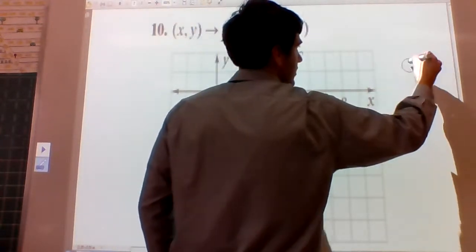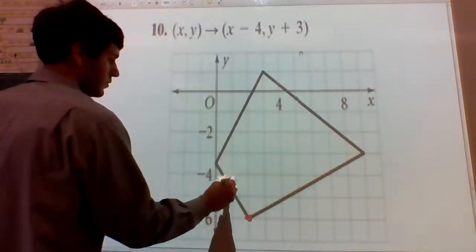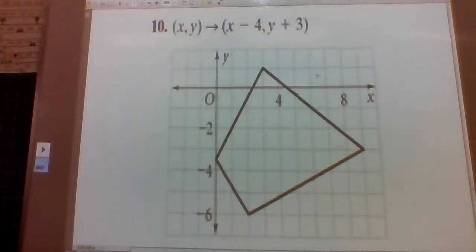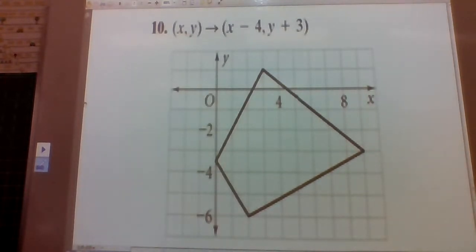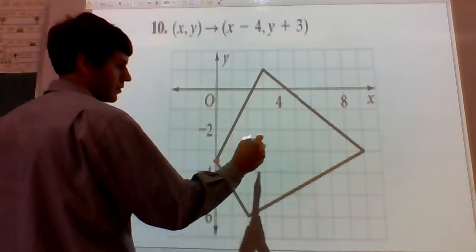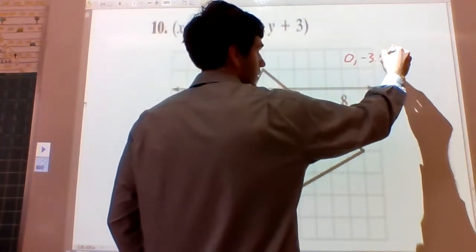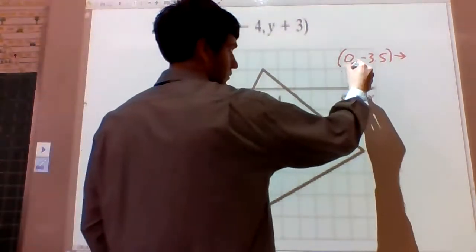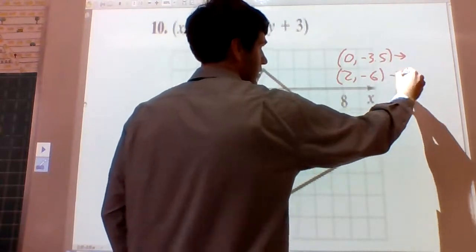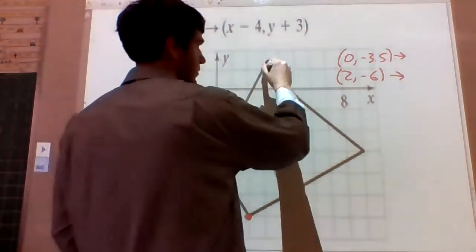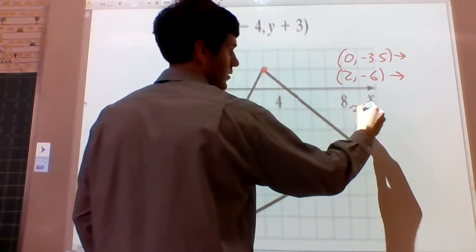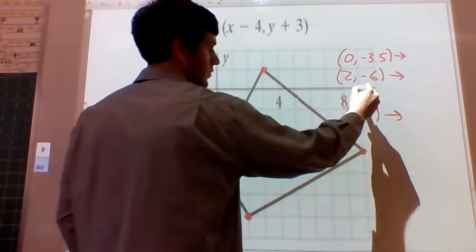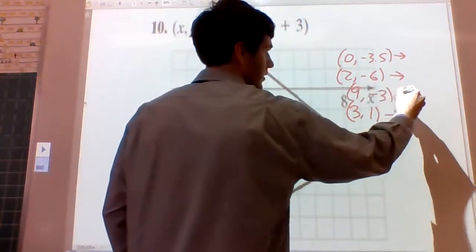Let me shift this over a bit, actually. I can't. Okay. So 0, -3.5. 2, -6. 3, 1. This one was 9, -3. I guess I can fill it in there.